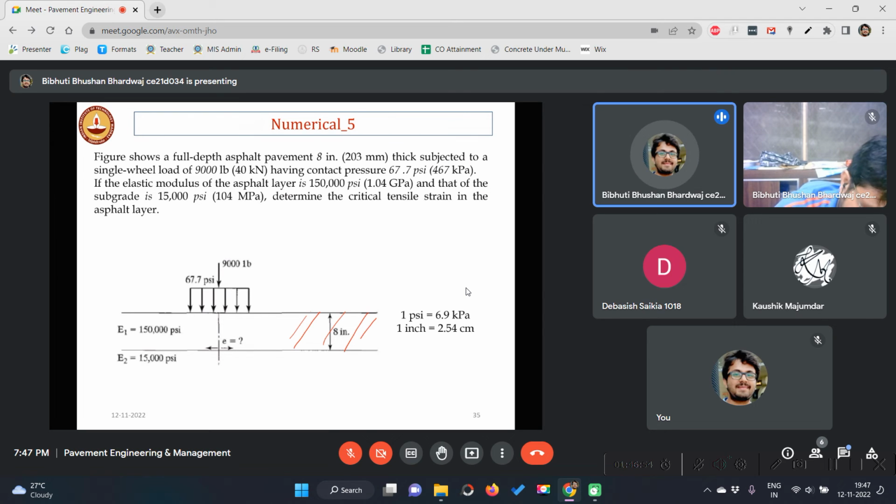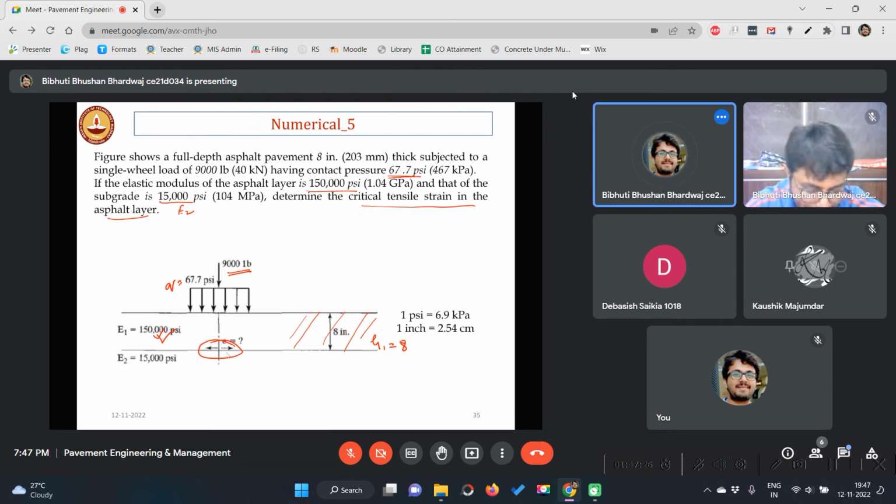Take subject 18. H1 is 8, subjected to a single wheel load of 9,000 pounds, having contact pressure 67.7, which is Q. The elastic modulus of the asphalt layer, this one, is E1, and this is E2. Determine the critical tensile strain in the asphalt layer. What is the tensile strain here? Come on, I'll not help.